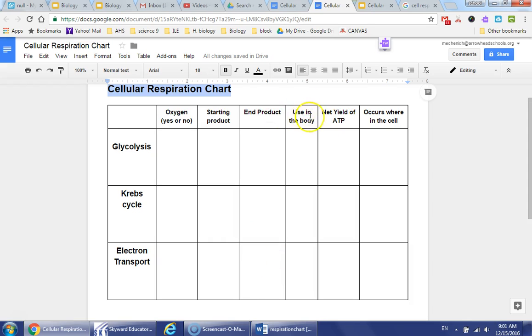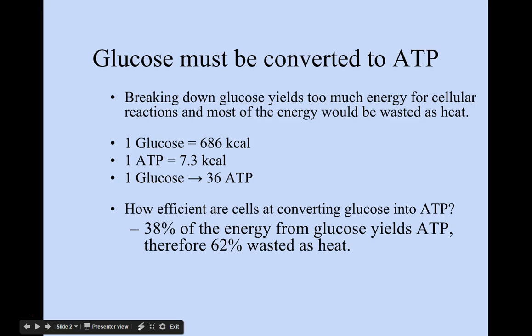And then ultimately, why is this process important? How do we use this in the body? How many ATP are produced during each one of these steps? And then where in the cell does it happen? So this chart would be a nice way to organize the information presented in this podcast. So take a minute and copy a chart like this into your notes, and then strap it on and let's get into it.